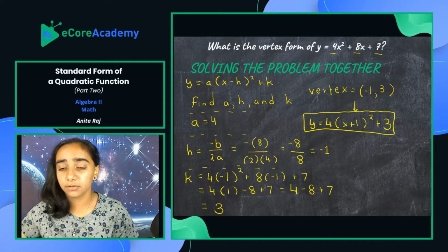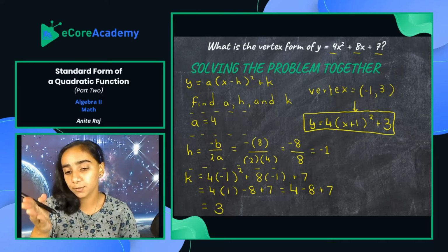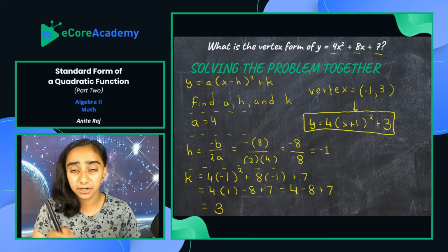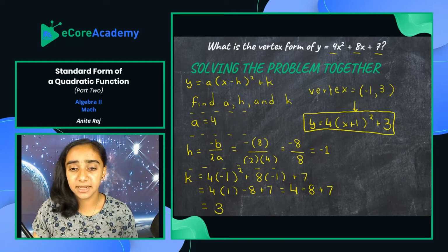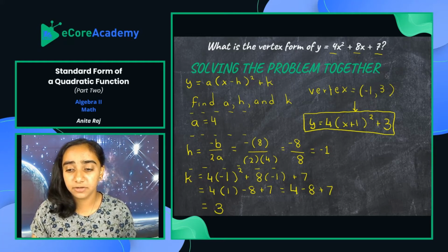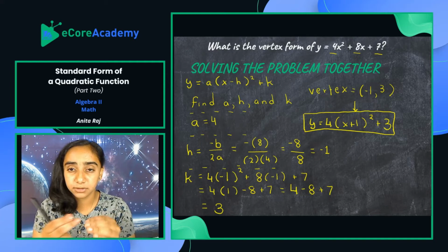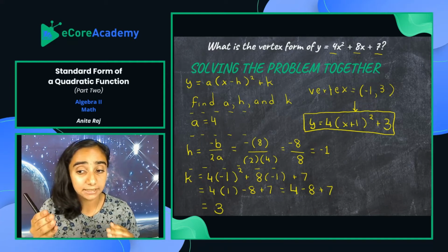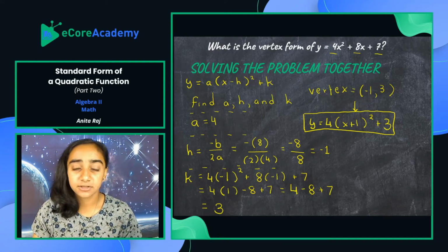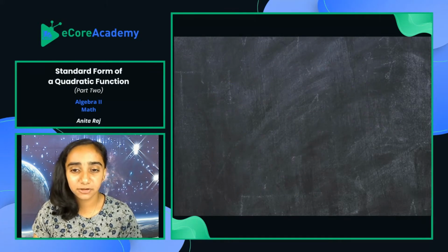We converted from standard form to vertex form, and this is exactly how we did it. We identified what we need to find as in a, h, and k, and we found each of those variables and we put them together, and then we rewrote it in vertex form. So that's how we solved that problem. Let's move on to the next problem.